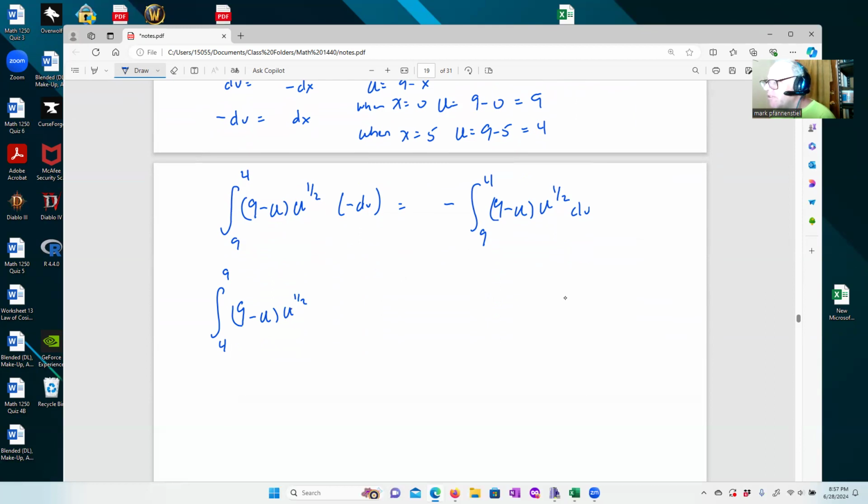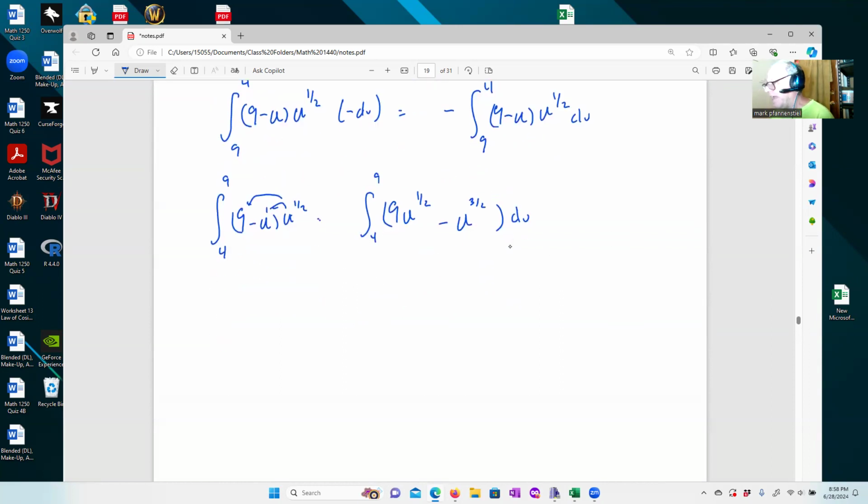Well, we can just distribute this. We're not foiling, it's really just arithmetic. We don't have a square root or anything like that, well, we do, but it's hidden now. So we can say this is going to be from 4 to 9 of 9 u to the 1/2 minus u to the 1. We're not integrating yet, we just add the exponents: 2 halves plus 1 half is 3 halves. This is all times du.